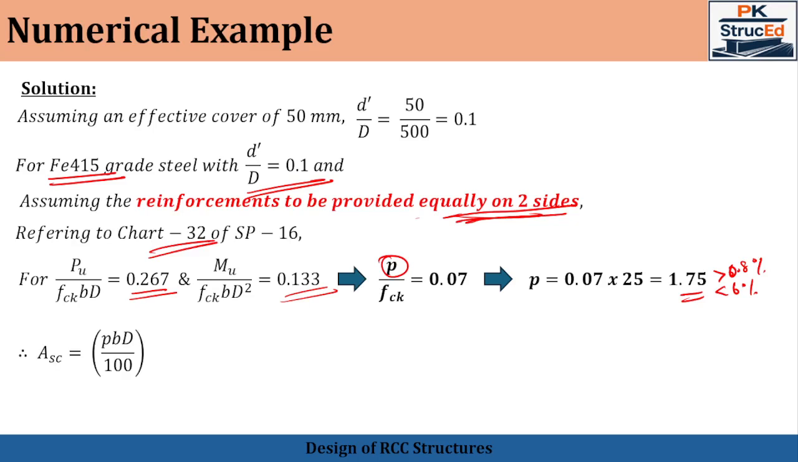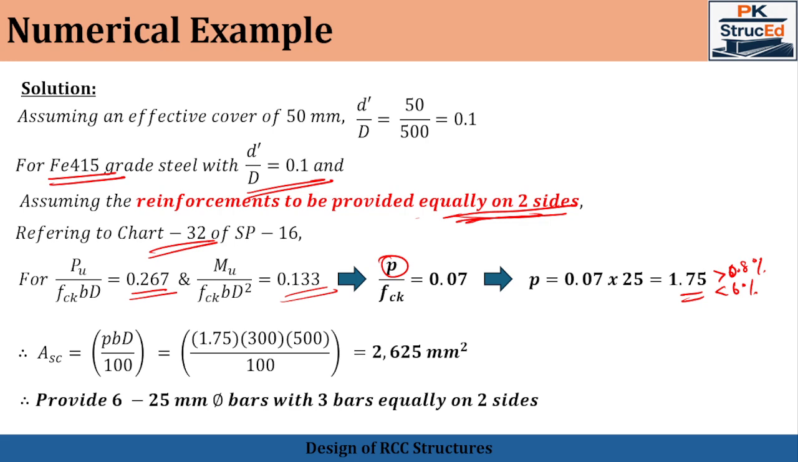Right. So from this, the Asc required will be calculated as 2625, whereas in the previous case, it went up to 3000. Right. So in this case, the reinforcements are to be provided equally on two sides. In that case, the number of reinforcements we provide can be in multiples of 2. So I am assuming the same diameter of bar, going with 6 numbers of 25 mm dia bars. In that case, we are providing 3 bars equally on two sides, so that the area of steel provided will come as 2945, whereas the requirement is 2625.